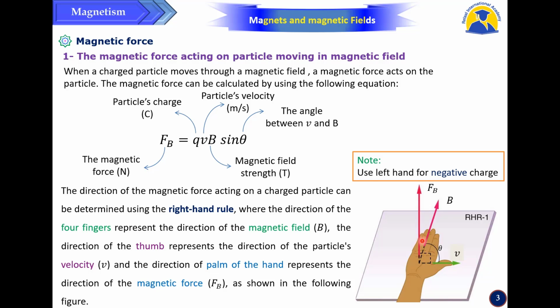It is important to know that we use the right hand rule for the positive charge and we use the left hand for the negative charge. Or we can just take the opposite side for the negative charge. For example, if the direction of the magnetic force for a positive charge is to the positive x-axis, the direction for a negative charge will be to the negative x-axis, which means the opposite side.